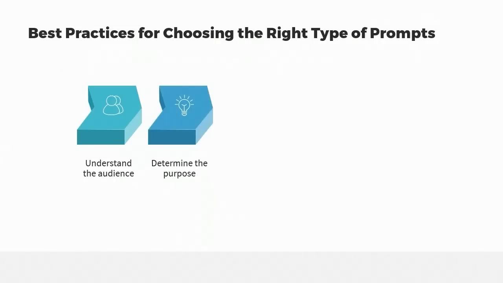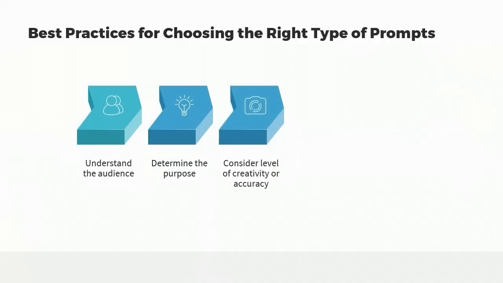Next, determine the purpose of the prompt. Ask yourself what you want to achieve with the prompt. Is it to provide information, generate ideas, or engage in conversation? The purpose of the prompt influences the type of prompt that is most appropriate. Third, consider the desired level of creativity or accuracy. If you want ChatGPT to provide more creative responses, then open-ended prompts might be the best choice. In contrast, if you'd like ChatGPT to provide factual information, then closed prompts might be more appropriate.